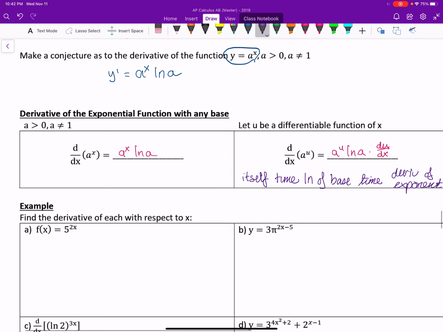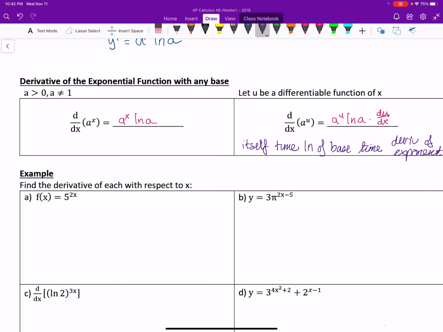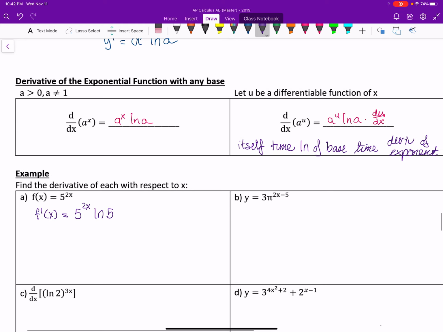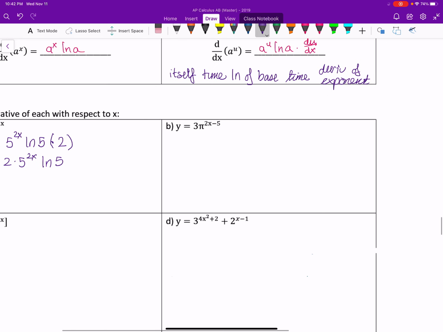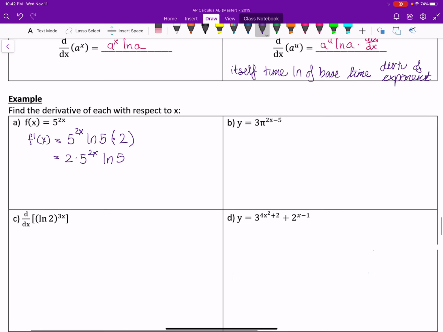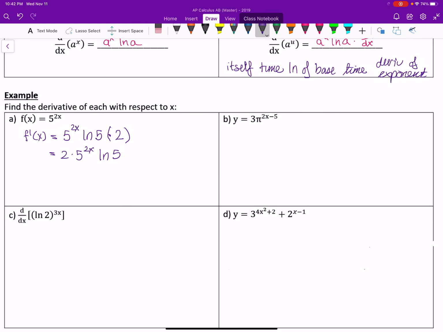So if you look at the first example, I have an exponential function. All right, finding the derivative, f prime of x, the answer is it's itself, 5 to the 2x, times the natural log of the base, natural log of 5, times the derivative of the exponent, times 2. So I'm going to put that in parentheses and then pull the 2 out in front. 2 times 5 to the 2x times the natural log of 5. Same for b. Try b right now. So like say it in words to yourself.